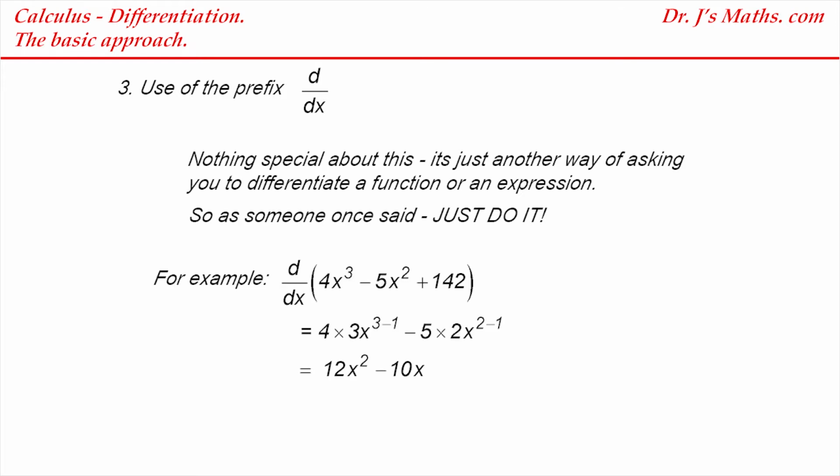For example, if we have d dx of 4x cubed minus 5x squared plus 142, rewrite the 4, bring the 3 down the index, rewrite the x, take 1 off the index, 3 minus 1, go into the second term, minus 5, just write it down, decoration, bring the 2 down the front, rewrite the x, take 1 off, 142 is just a constant, ignore it, tidy up, 4 times 3 is 12, x, 3 minus 1 is 2, 12x squared, minus 10x.